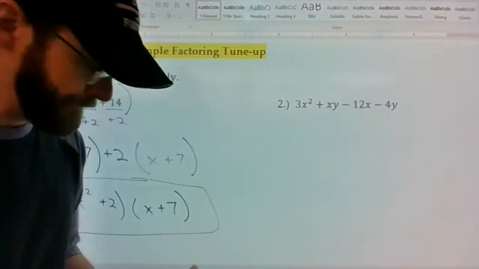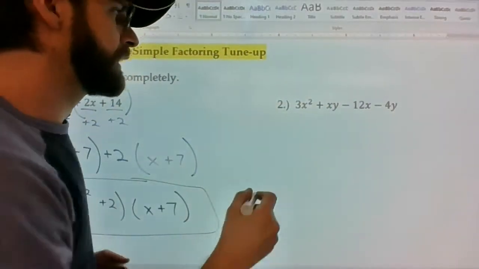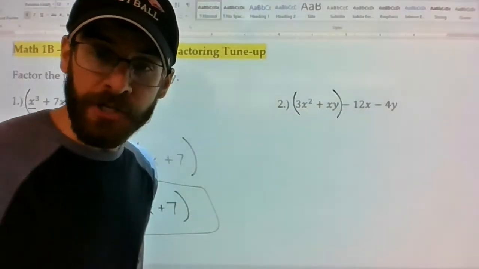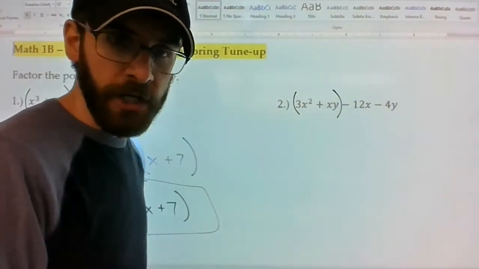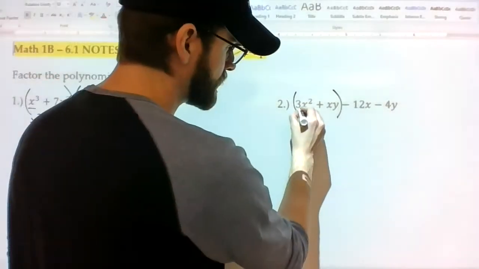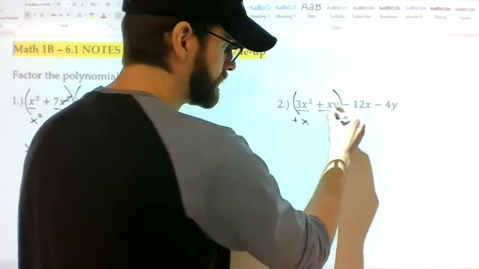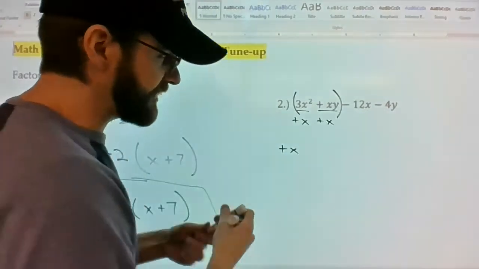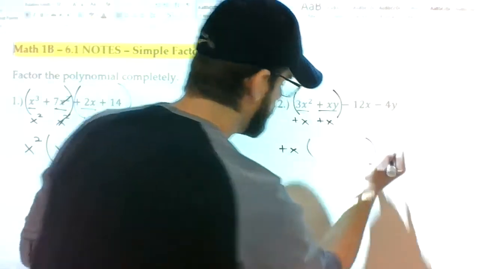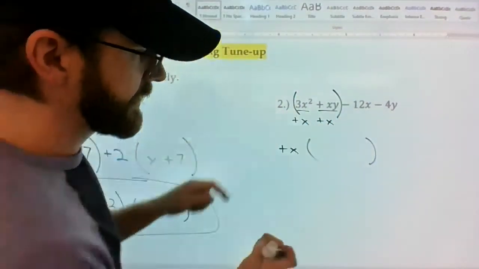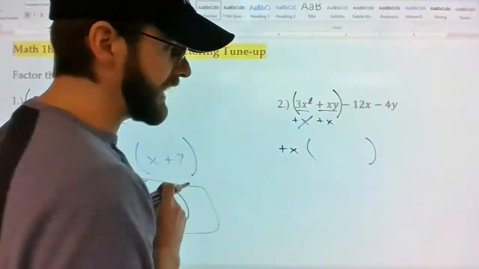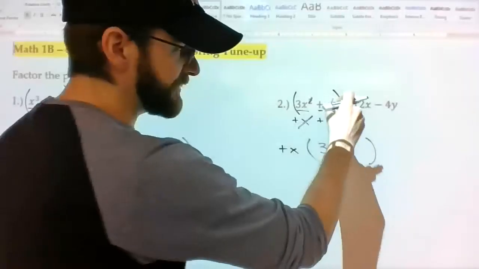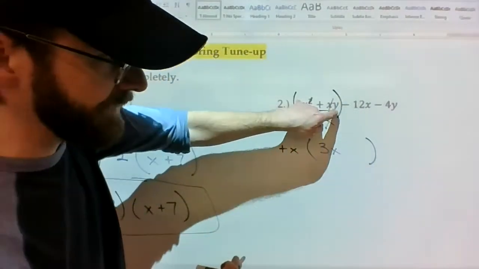Okay, number 2. We group the first two together, and we ask ourselves, what do 3x squared and xy share? They share an x. And it looks like it's a positive x, so a positive x on the outside. 3x squared divided by x: one of the x's on top cancels, which leaves us with 3x. X divided by x is gone, but you're left with a y.